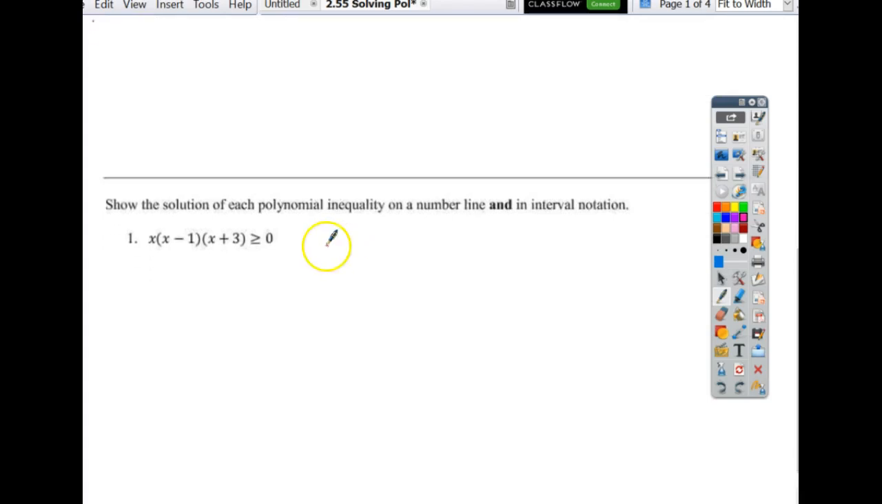First of all, we're going to draw a number line. Next, we're going to put the zeros on the number line. So my first 0 is 0. My next 0 is 1. My next 0 is -3. So there's my zeros. The next thing I'm looking at is it's less than or equal to, so I'm going to get closed points when I do this.